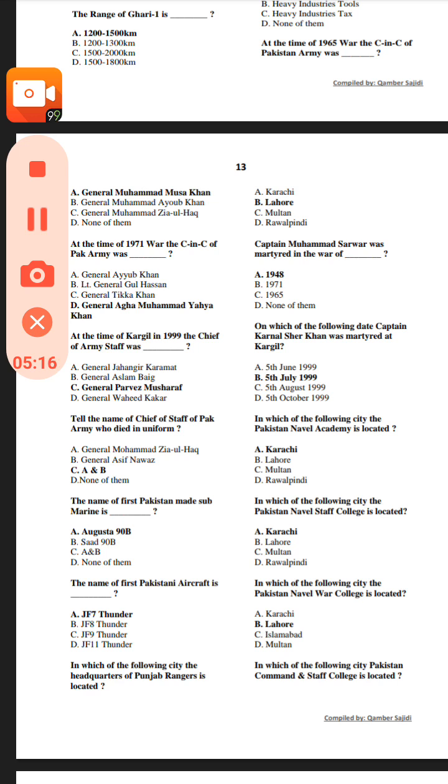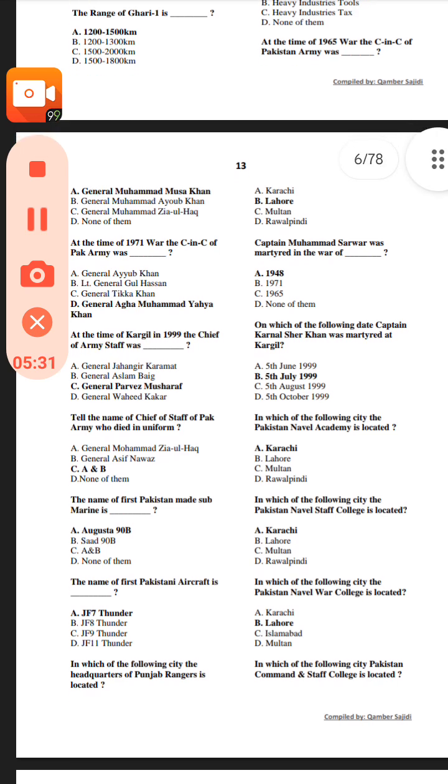The name of the first Pakistani submarine. Name the first Pakistani submarine: Agosta 90B. The name of the first Pakistani aircraft: JF-17 Thunder.